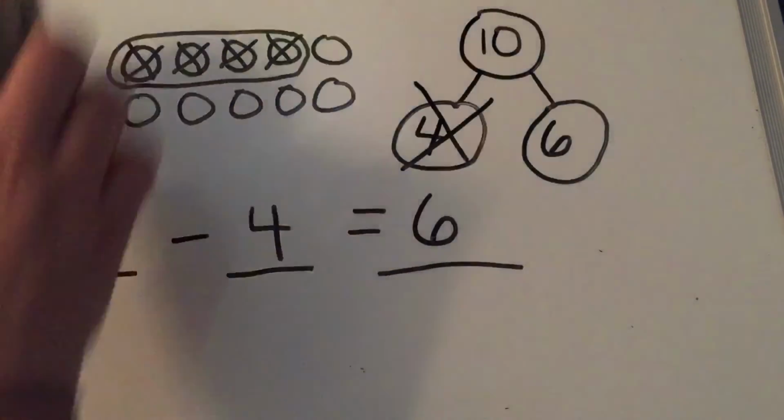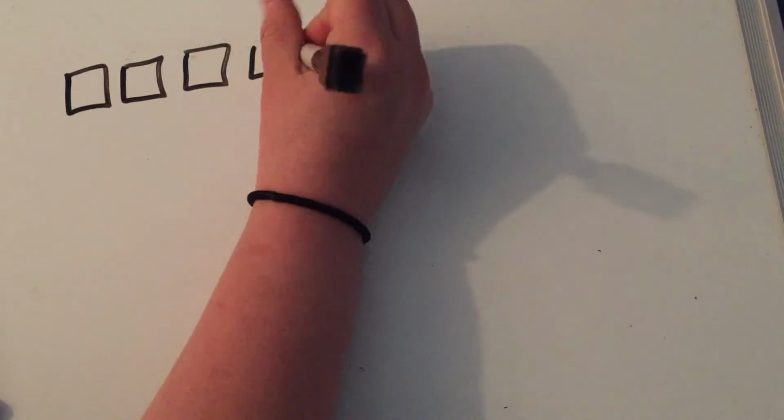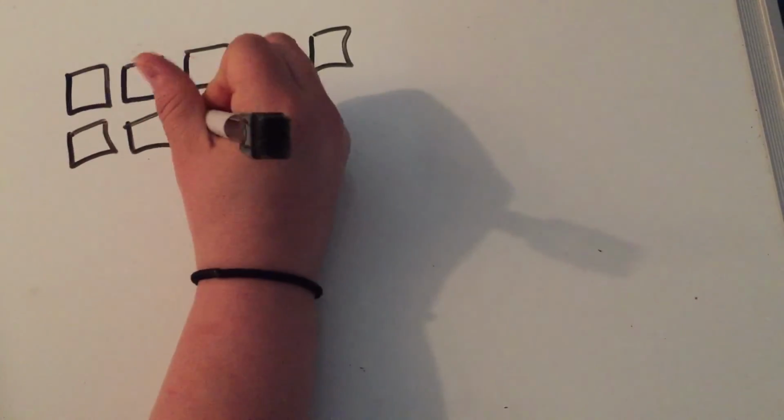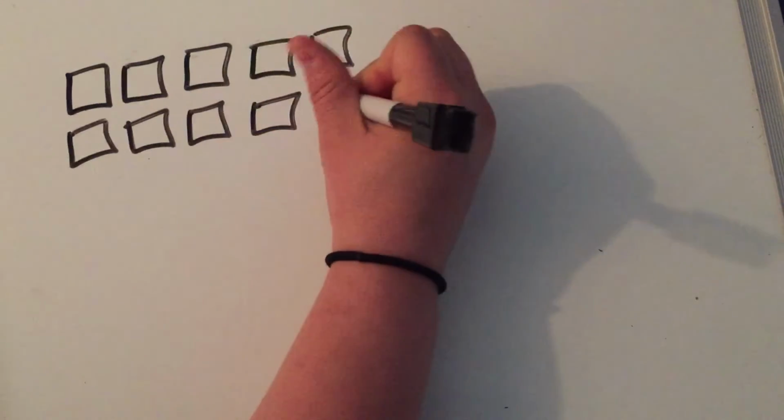Okay, so now I have another story for you. Let's see. Chris has 10 toy cars. Okay, I'm going to draw my cars as squares in my 5 groups. So I'm going to draw 10. 1, 2, 3, 4, 5, 6, 7, 8, 9, 10.